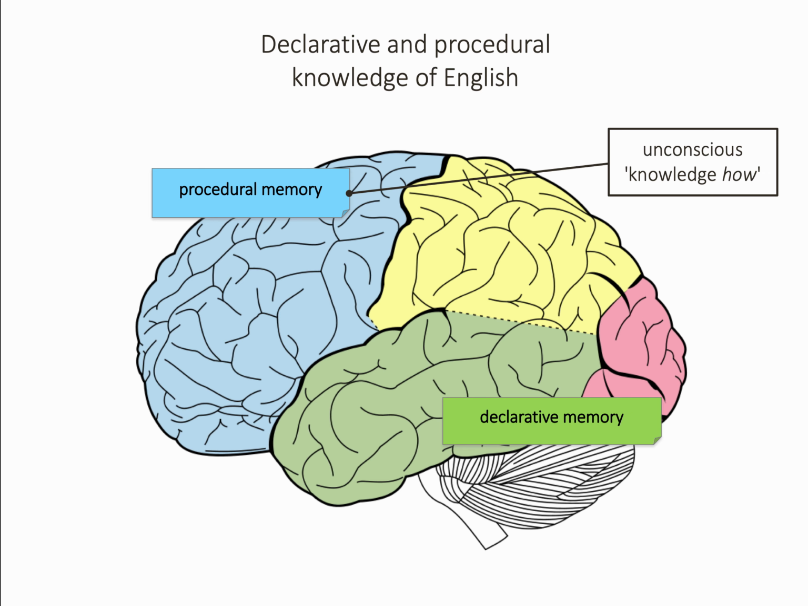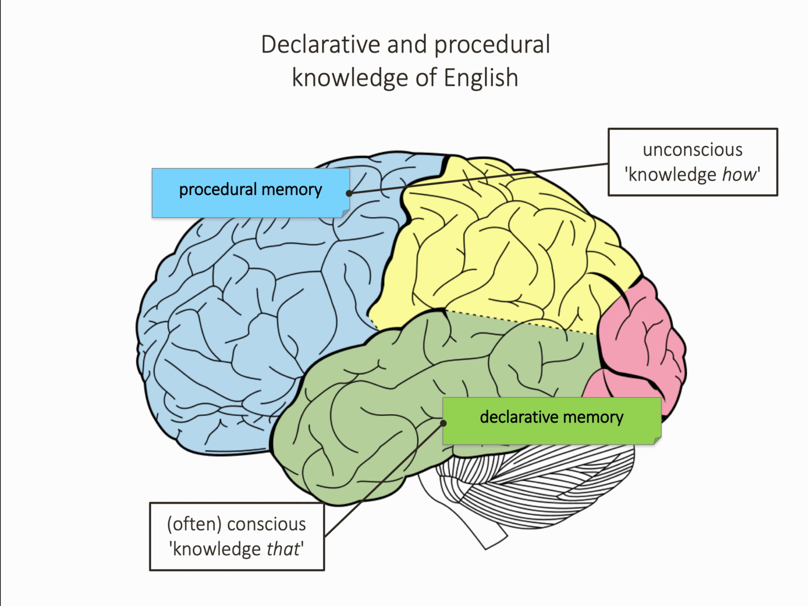Declarative memory, associated with the temporal lobe, is where we store and access knowledge that things are the case or have happened, a lot of which is conscious, like the name of your best friend and the circumstances in which you last met.